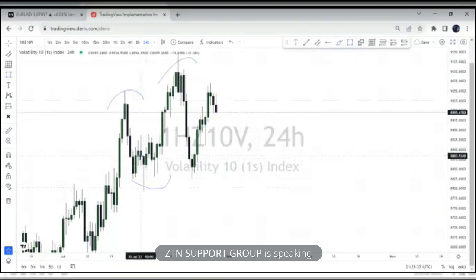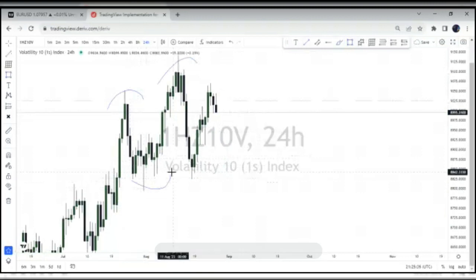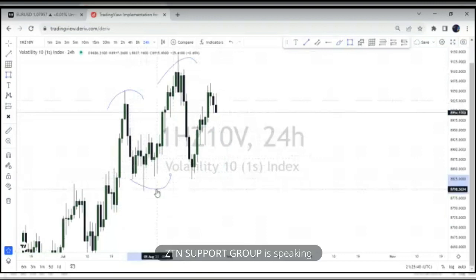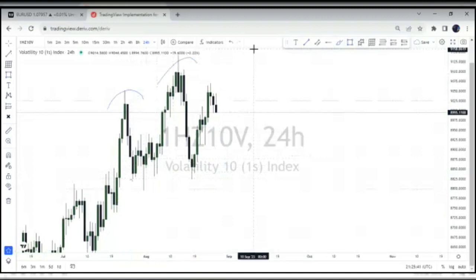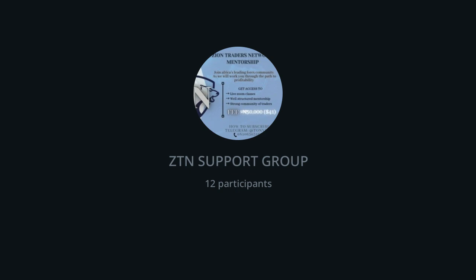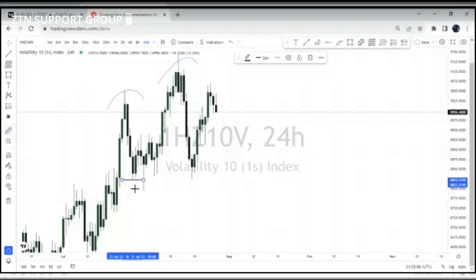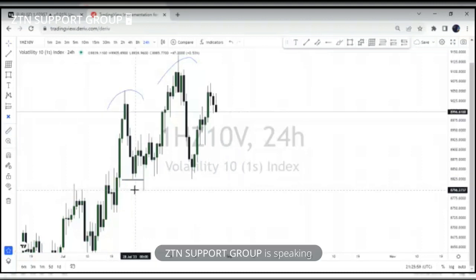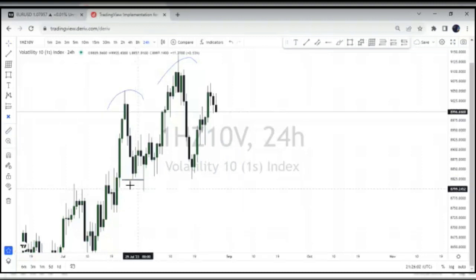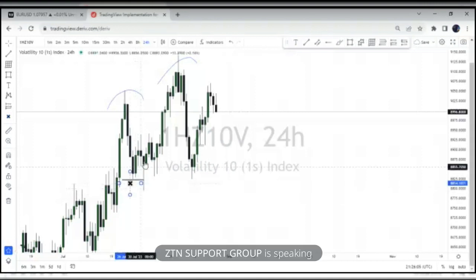And then what is the next thing I'm looking out for? There was a sweep of liquidity here. These lows were swept beautifully well. And then I have this right here. This was the candle that took out all of those liquidities.